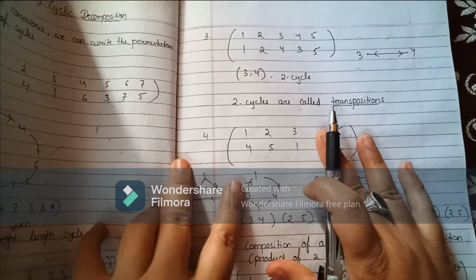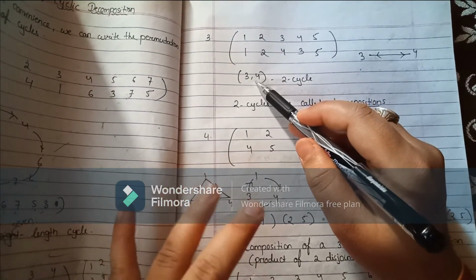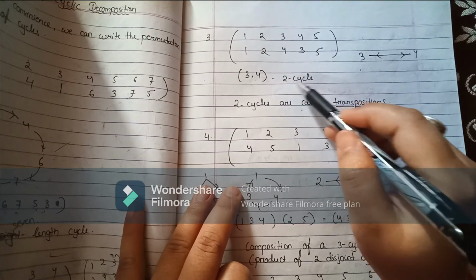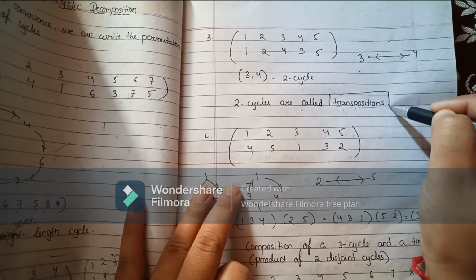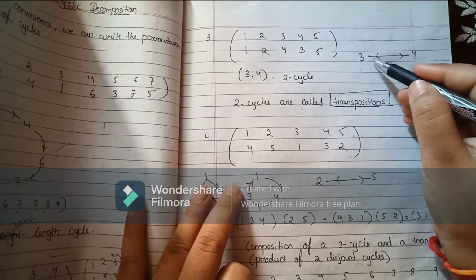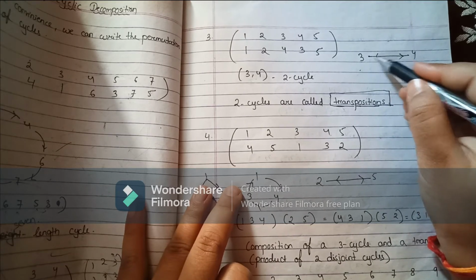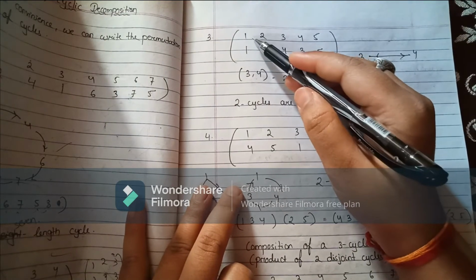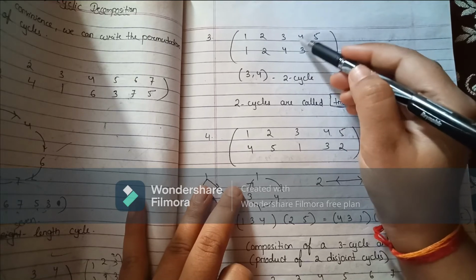Now one more thing: whenever you are talking about a cycle, it should consist of at least 2 elements, and these 2-element cycles, that means 2-length cycles, are also called transpositions. Remember this term always. Transposition means a 2-length cycle. You can represent the 2-length cycle by a line, like 3 maps to 4 and 4 maps to 3. This is a 2-way cycle. So look here, 1 is identity, 2 is identity, 5 is identity, only 3 maps to 4 and 4 maps to 3.